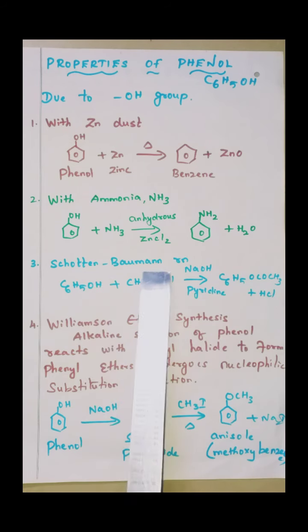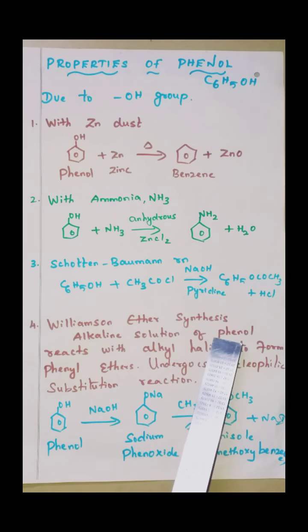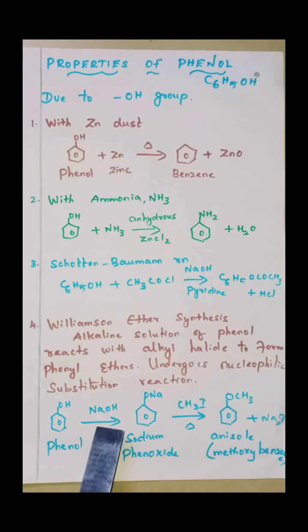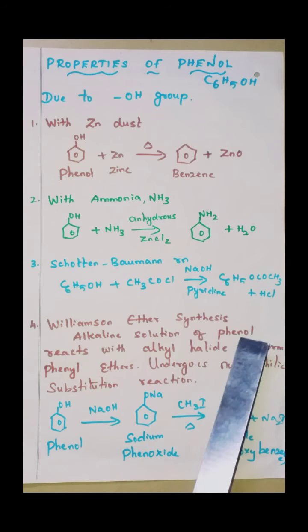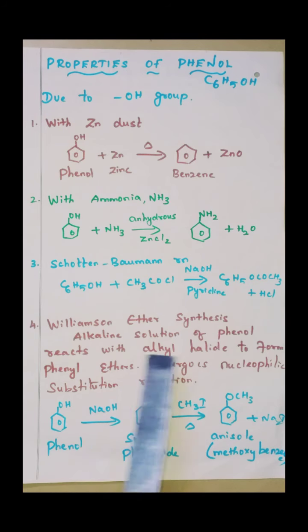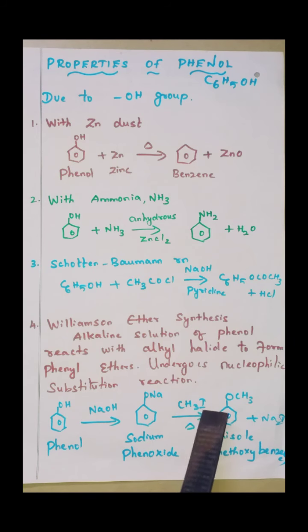The name is the Schotten-Baumann reaction. The next important reaction is the Williamson ether synthesis. A very, very important name reaction. When phenol is treated with sodium hydroxide, that's why it is given as the alkaline solution of phenol. Alkaline solution means sodium hydroxide reacting with the phenol. This alkaline solution of phenol reacts with the alkyl halide. After the formation of sodium phenoxide, it reacts with the alkyl halide, that is methyl iodide, to form phenyl ether.